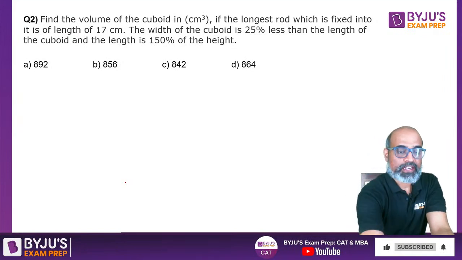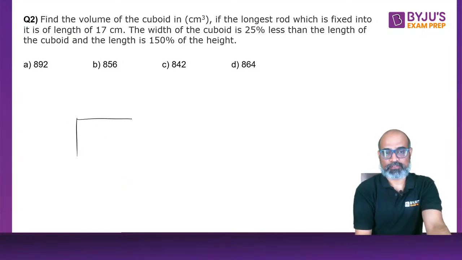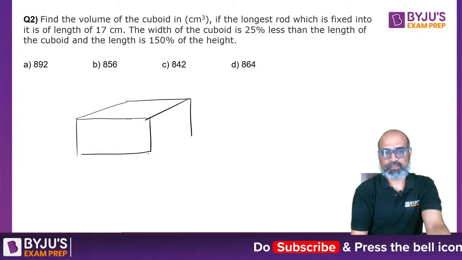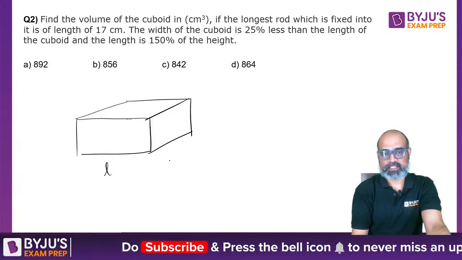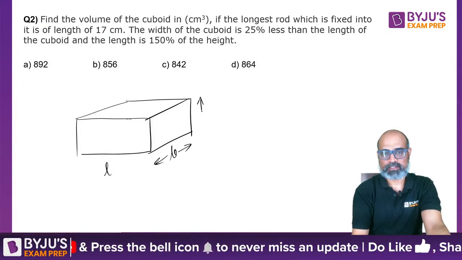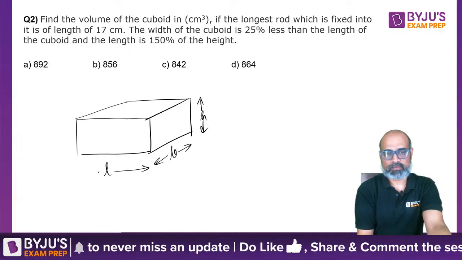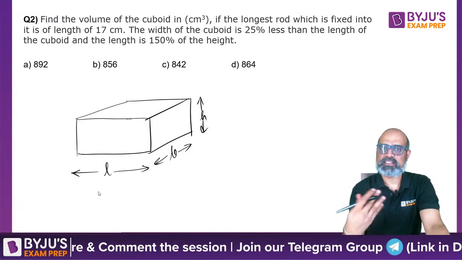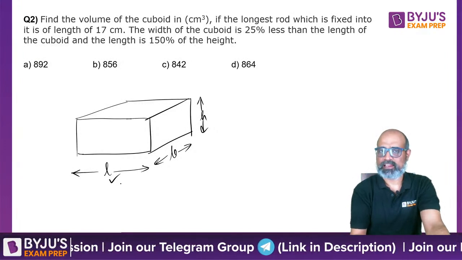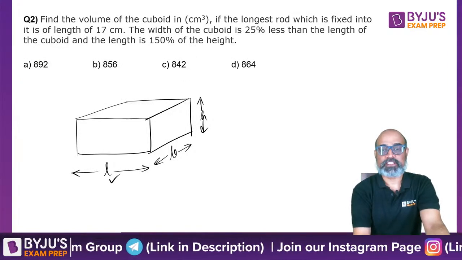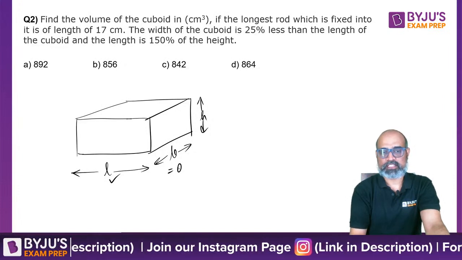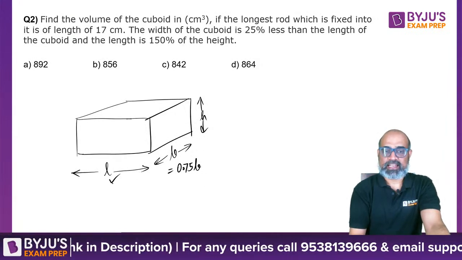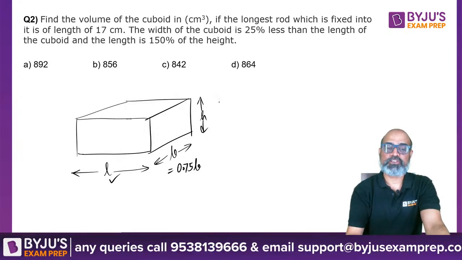Okay, so we need to draw the figure first. So we have a cuboid where, let's say, this is the length, this is the breadth, and this one is the height. How are they related? Suppose I take length as a certain variable L, so the breadth, that is the width, is 25% less. So can we say this is 0.75 of L? And this length is actually 150% of the height.